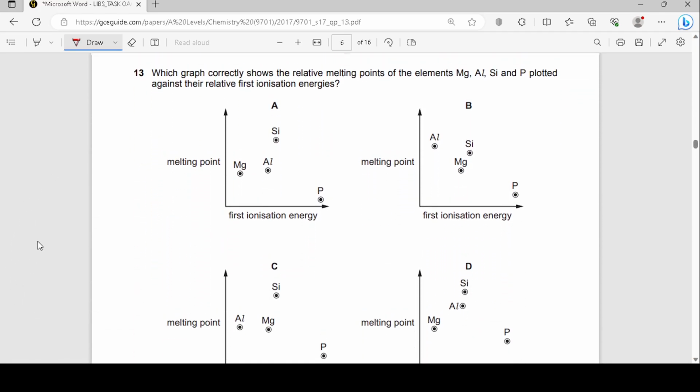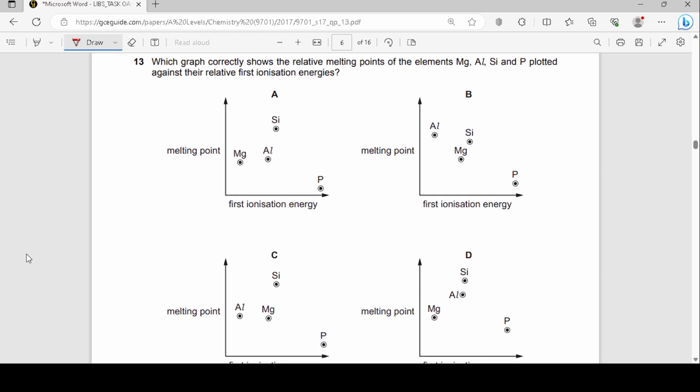Which graph correctly shows the relative melting points of the elements magnesium, aluminium, silicon, and phosphorus plotted against their relative first ionization energies? Okay, so firstly, silicon. Silicon is in group 4, so it exists as a giant structure, right? Group 4 elements exist as giant structures, and because of that, silicon will have the highest melting point. So in A, C, and D, silicon has the highest melting point, but in B, it does not, so we can cancel out B.